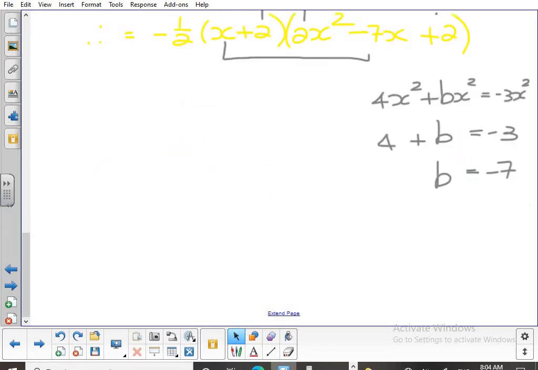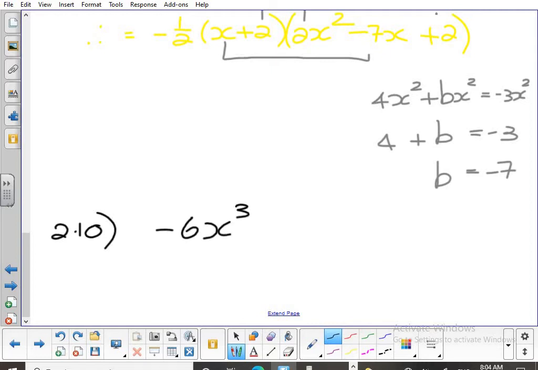Right. Last one. 2.10. I also gave it for a reason. And the reason why I gave it was that there's stuff missing. Or to the naked eye, it may seem that stuff is missing. What's missing? There's no x there. Does that make that thing a non-cubic expression? No, it's still cubic because it's 3 there.